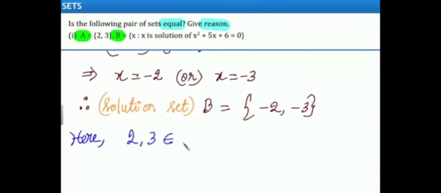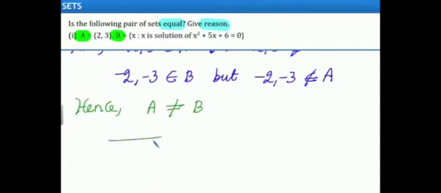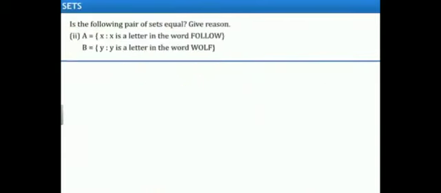Here 2 and 3 belong to A, but 2 and 3 do not belong to B. And same, minus 2 and minus 3 belong to B, but minus 2 and minus 3 do not belong to A. Hence, the given pair of sets are not equal. A does not equal B.